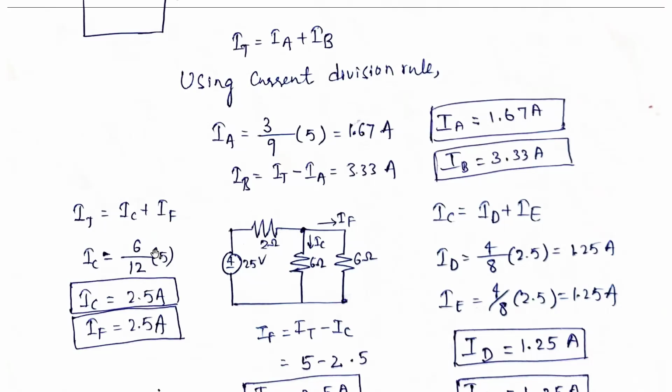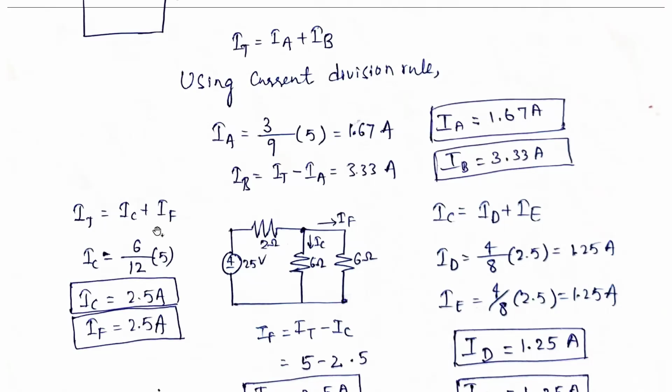Okay, so that 5 amperes we are adding over here. So IC is equal to the opposite resistance, 6, divided by 6 plus 6, 12, into this total current. Okay, so that is 5. If you further simplify, you will get IC as 2.5 amperes.